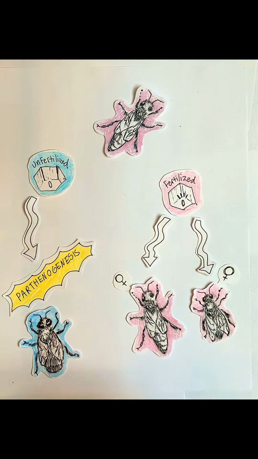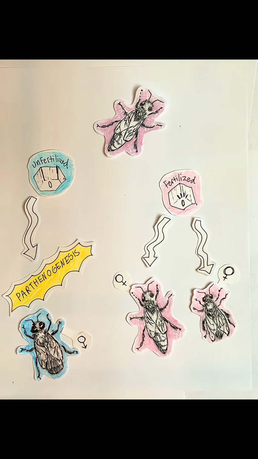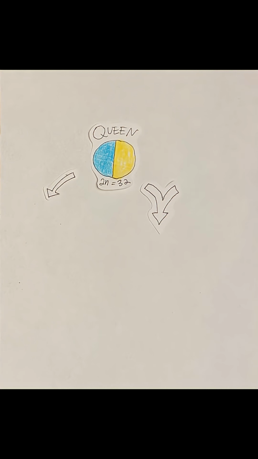A male drone bee hatches from an unfertilized egg in a process called parthenogenesis, meaning virgin birth. This means he receives genetic data from only his mother, and his chromosomes can be notated N equals 16. This has really cool implications. For example, consider the daughters and sons of a queen. Her sons receive chromosomes only from their mother, and so they are genetically identical to her.